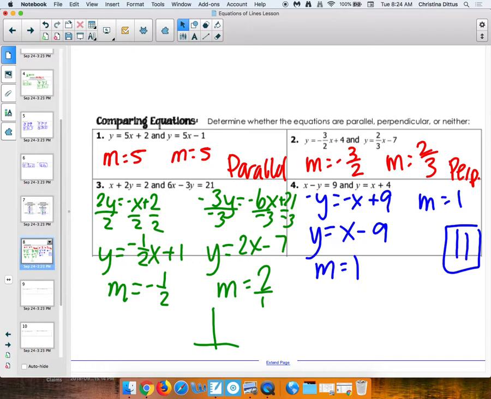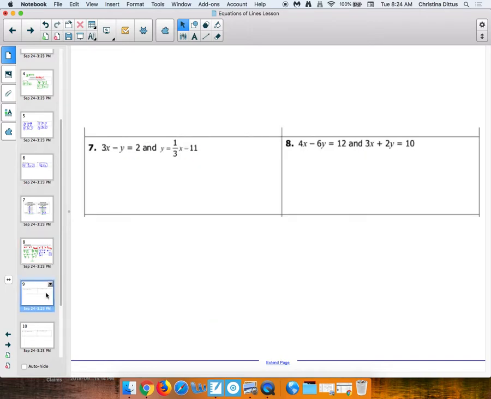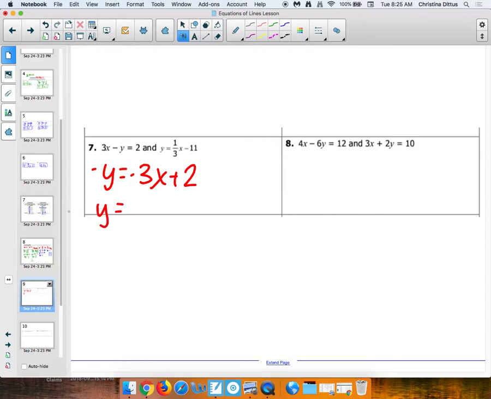Okay. Questions there? Keep going right along. 3x minus y equals 2. I gotta change it into slope intercept form. How do I do it? Minus 3x, so I get negative y equals negative 3x plus 2. Then what? Divide by negative 1, so what equals? y equals 3x minus 2. We're just dividing by 1.